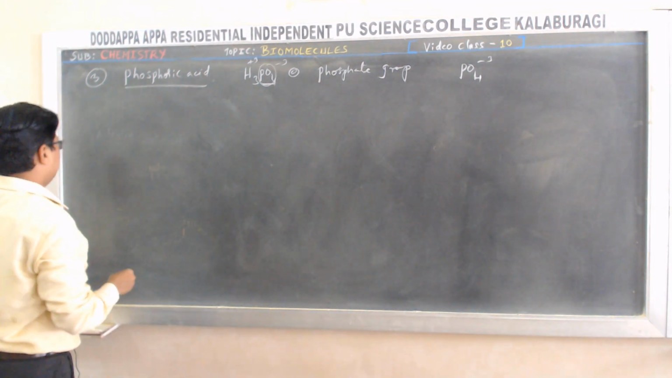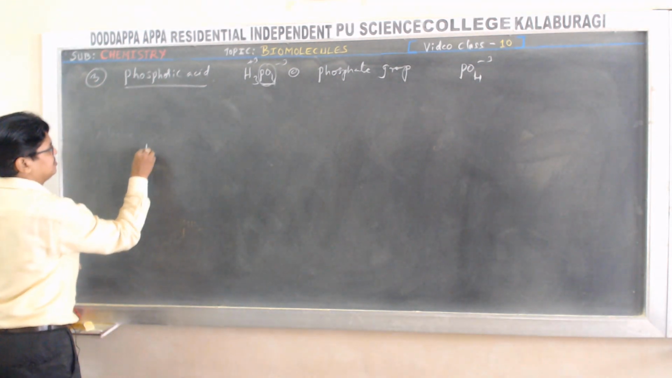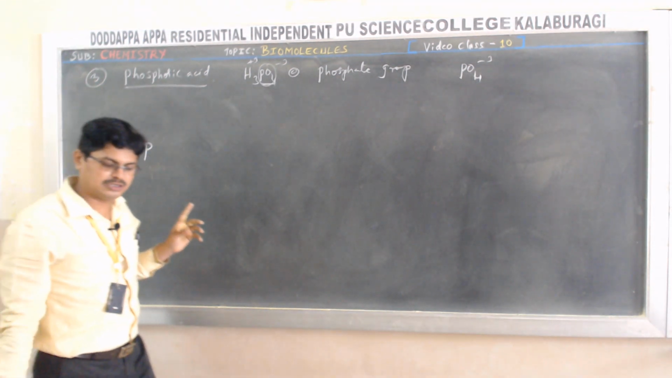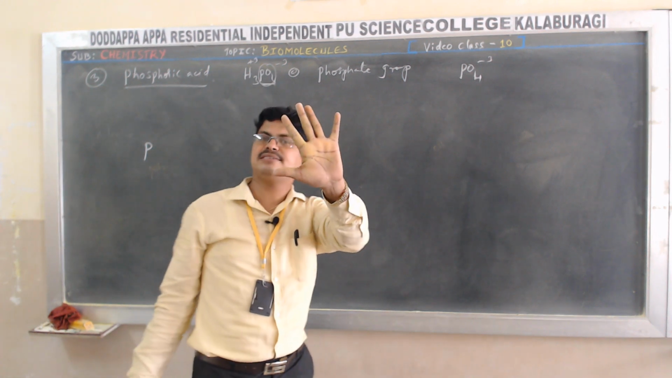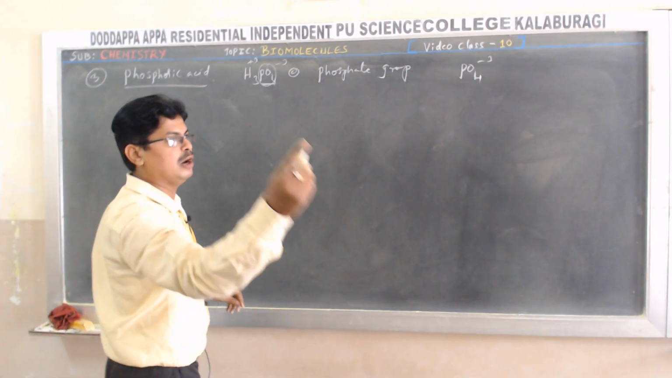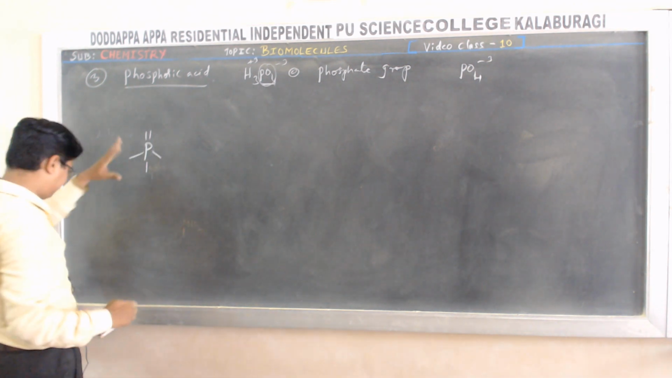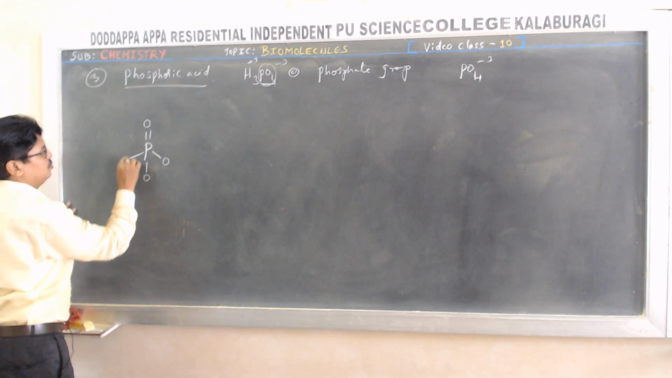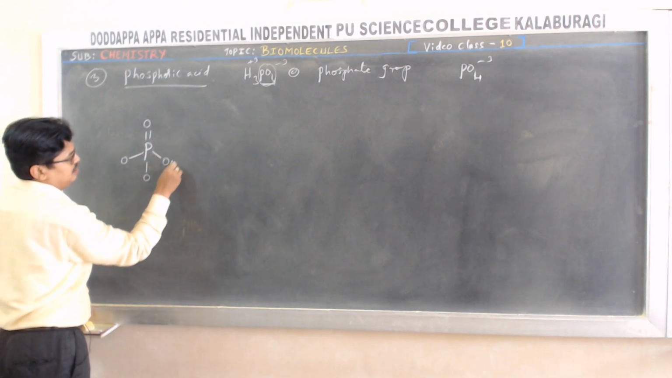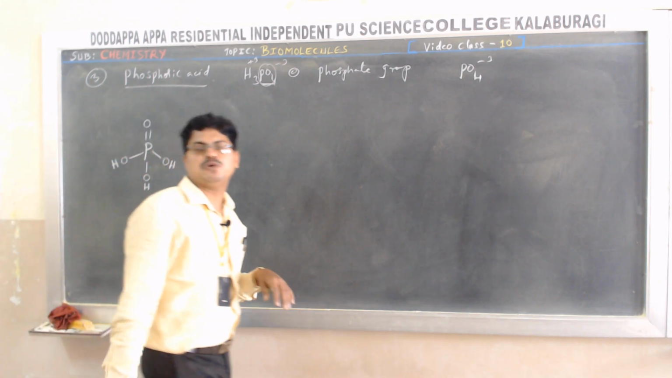So, let me draw the structure of phosphoric acid here. Phosphorus belongs to which group in the periodic table? It belongs to 15th group. 15th group means valency is 5. ns2 np3 outer shell configuration means its valency is 5. So H3PO4: 4 oxygen, 1, 2, 3, 4 oxygen, 3 hydrogen. Let me show with 3 hydrogen. This is the structure of phosphoric acid.